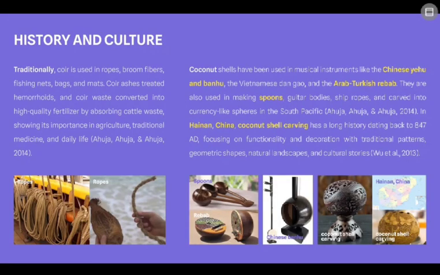Traditionally, coir has been used in ropes, broom fibers, fishing nets, bags, and mats. Additionally, coconut shells have been used in musical instruments, like the Chinese Yehu and Vietnamese dangao. In Hainan, China, coconut shell carving dates back to 847 AD, featuring traditional patterns, geometric shapes, and cultural stories.